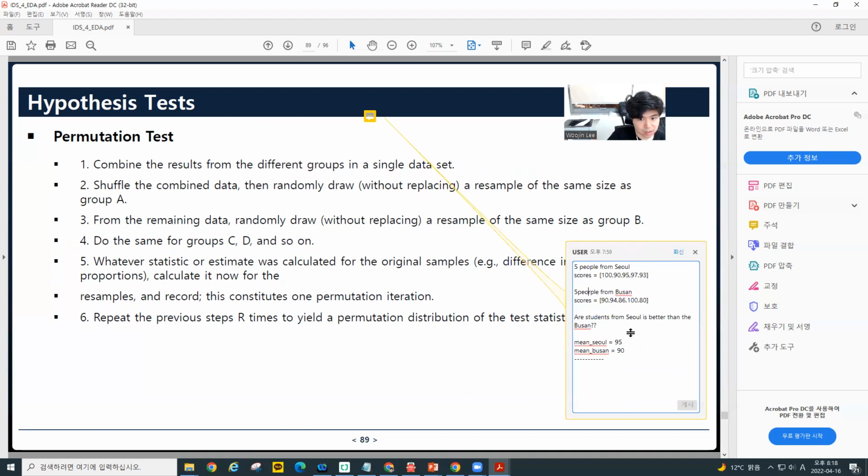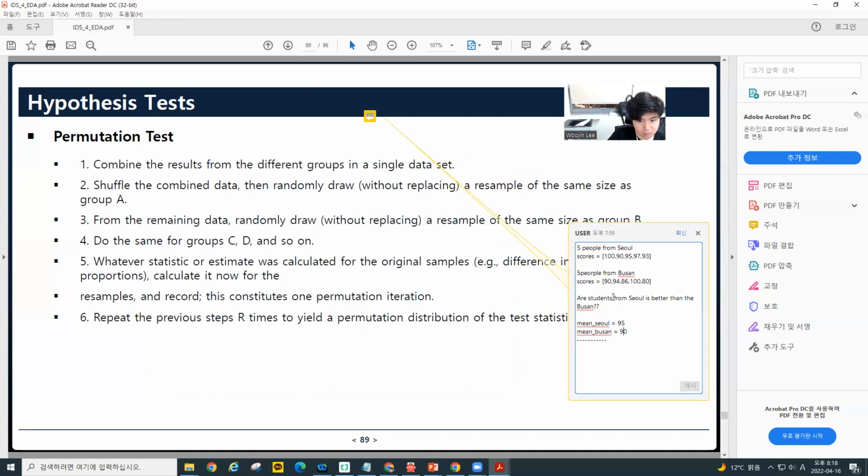데이터가 이렇게 있다고 합시다. 서울에 있는 학생 5명과 부산에 있는 학생 5명이 있고, 서울은 스코어가 이렇게 있고 부산 학생들의 점수는 이 정도 나왔습니다. 서울의 평균은 95, 부산 학생들의 평균은 90점입니다. 우리가 궁금한 것은 서울에 있는 학생이 부산에 있는 학생보다 더 뛰어나다고 이야기할 수 있는가 하는 것입니다. 평균적으로 서울이 부산보다 5점 뛰어난 것은 팩트이고 엄연한 사실입니다.